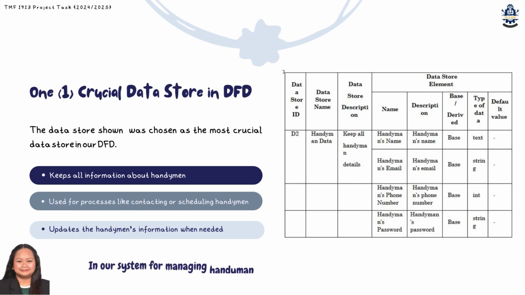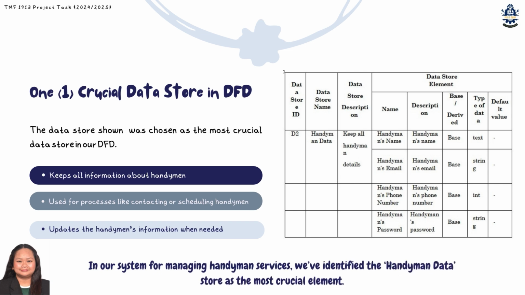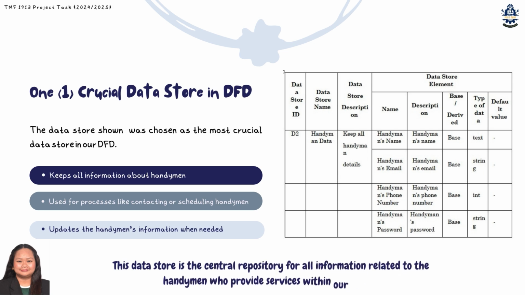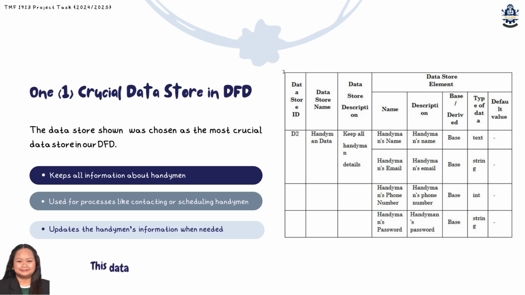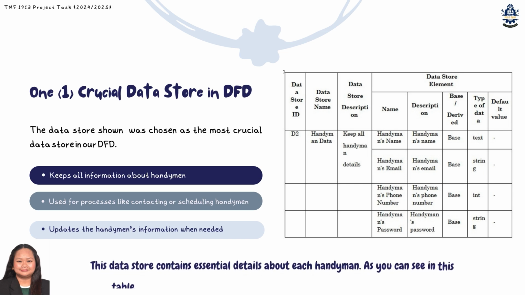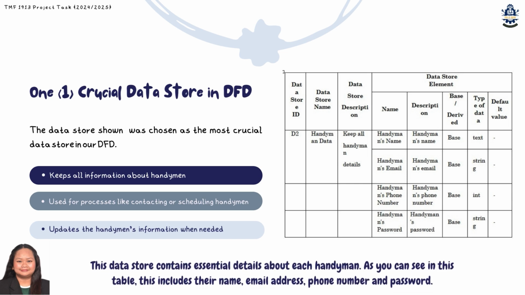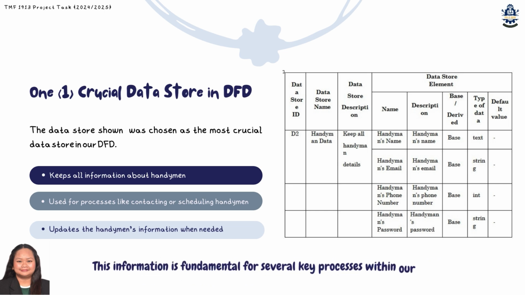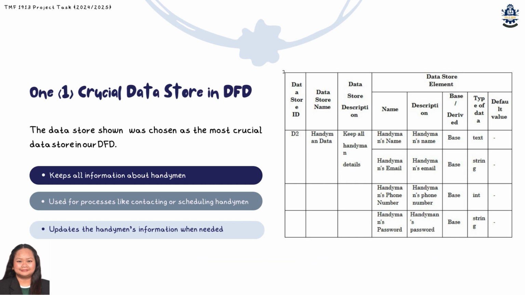In our system for managing handyman services, we have identified the handyman data store as the most crucial element. This data store is the central repository for all information related to handymen who provide services within our system. This data store contains essential details about each handyman. As you can see in this table, this includes a name, email address, phone number, and password. This information is fundamental for several key processes within our system.